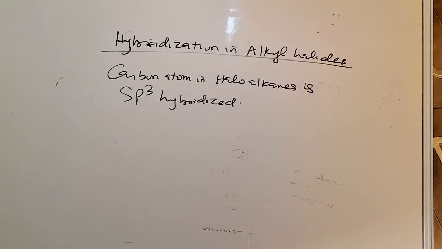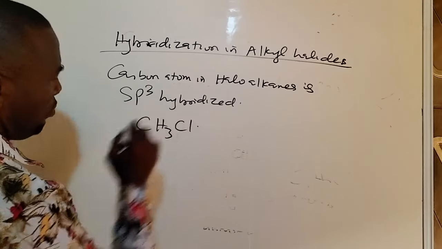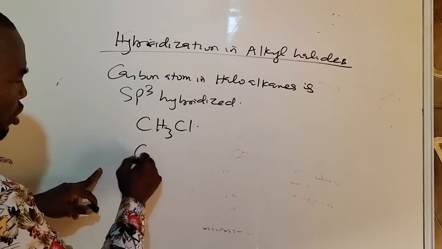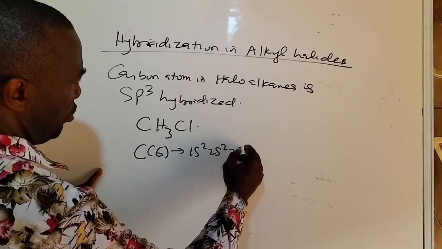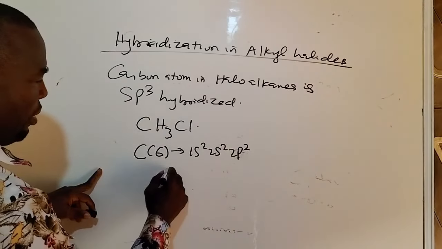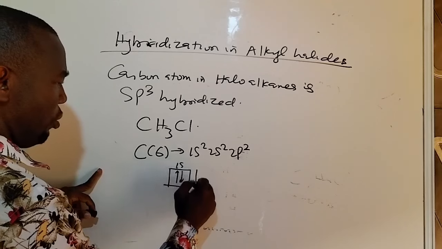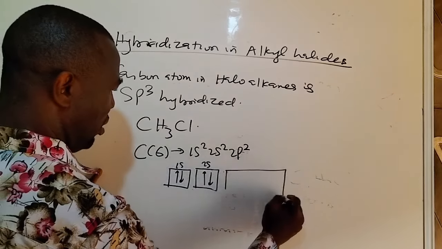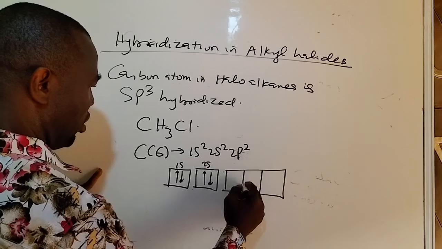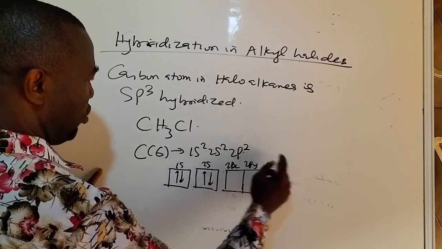How do we prove that? To prove that, we have to choose a simple alkyl halide, for example chloromethane. Now, let's look at carbon. Carbon has an atomic number of 6. The electronic configuration is 1s2, 2s2, 2p2. If you draw the box diagram, you have 1s with 2 electrons, 2s with 2 electrons, 2p also with 2 electrons, and 2p is the sub-energy level. We have px, py, pz inside 2p.